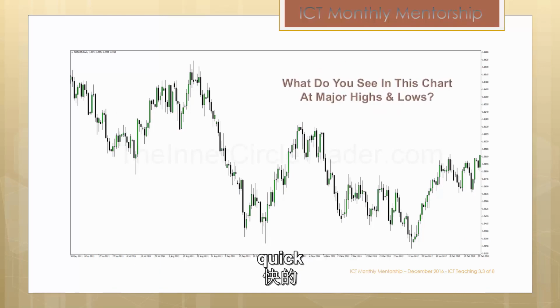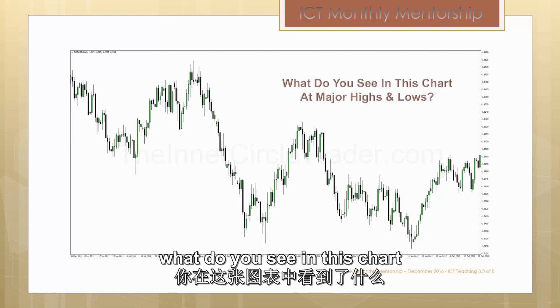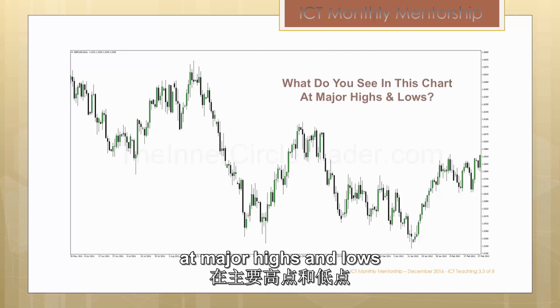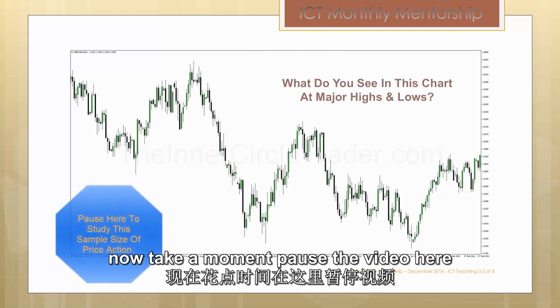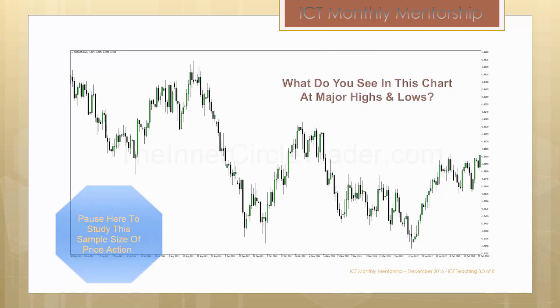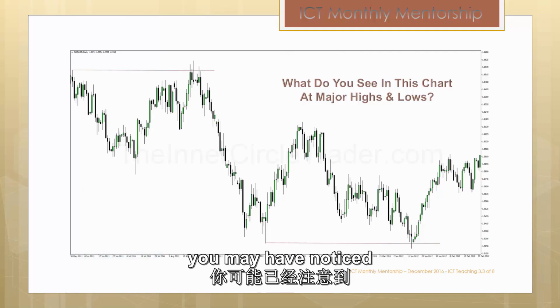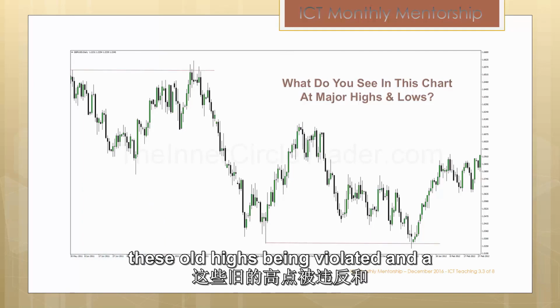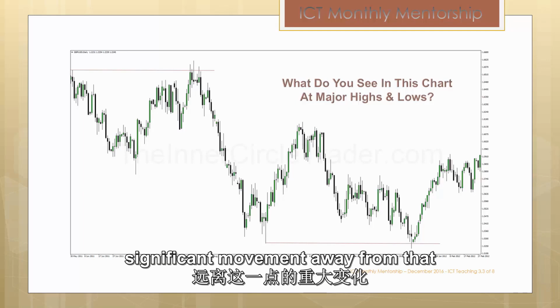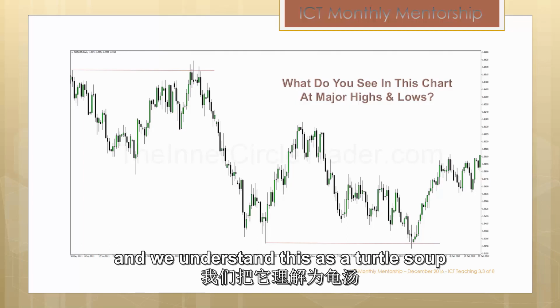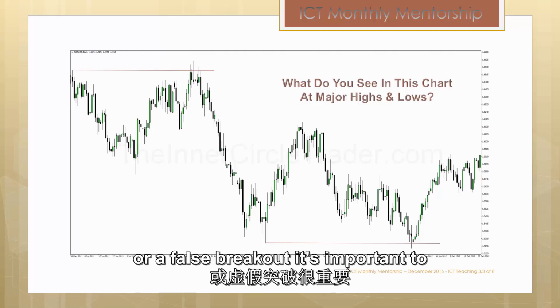Okay, let me ask you a question real quick. What do you see in this chart at major highs and lows? Now, take a moment, pause the video here. Okay, you may have noticed these old highs being violated and a significant movement away from that. And we understand this as a turtle soup or a false breakout.